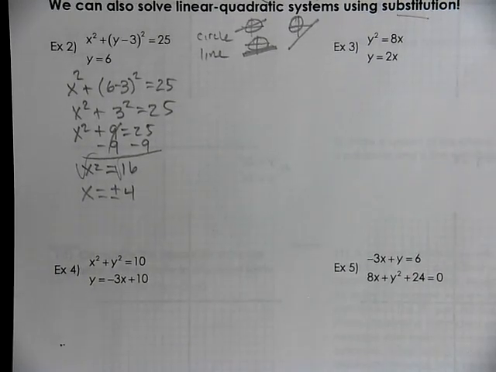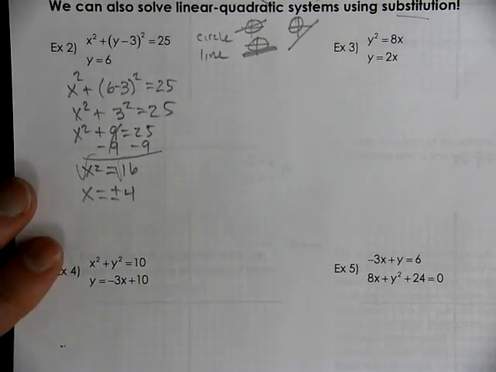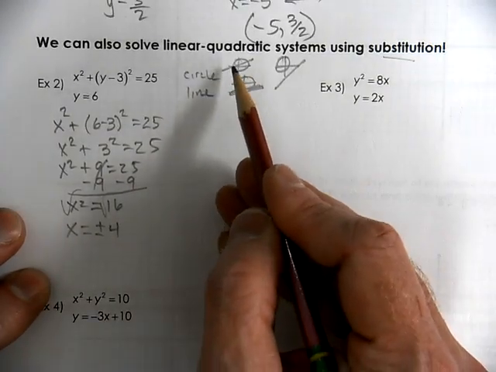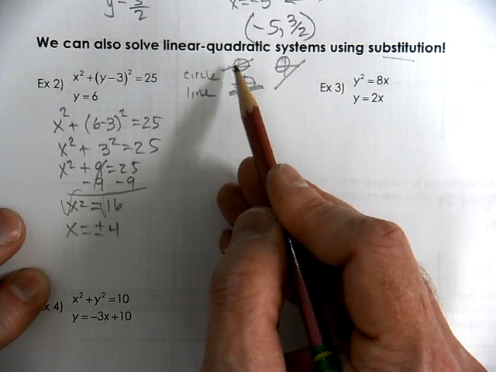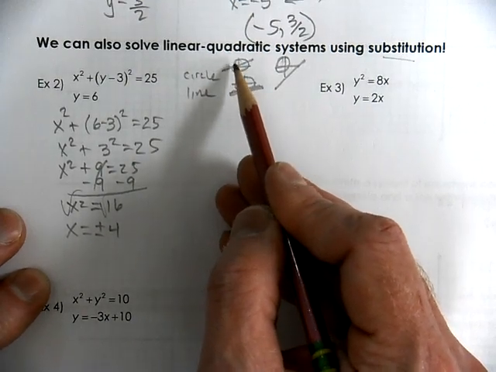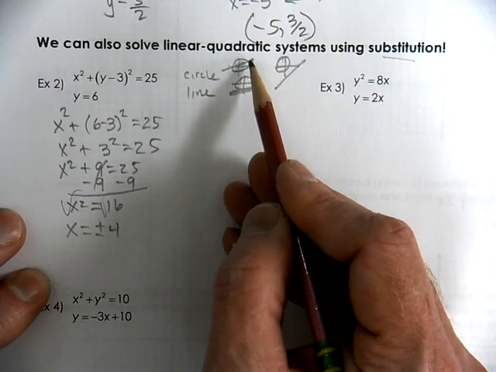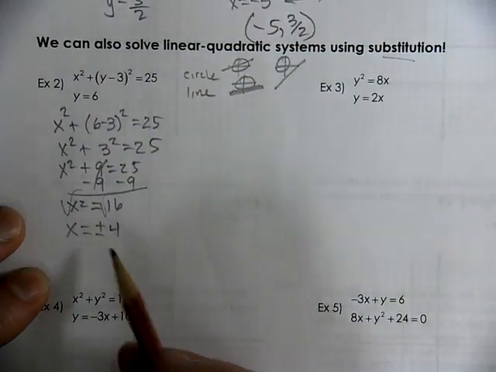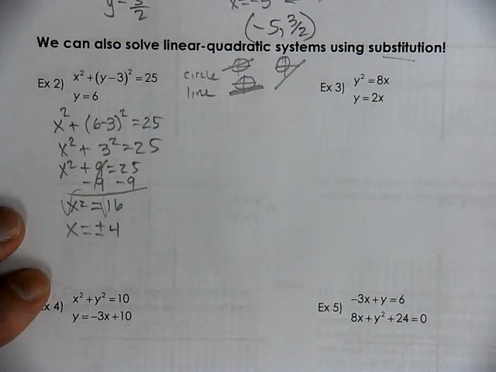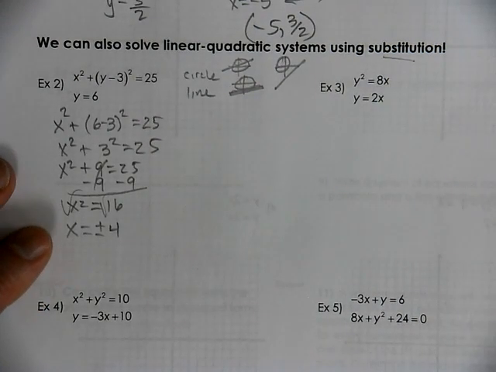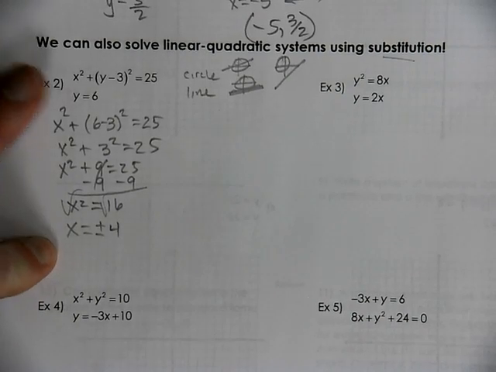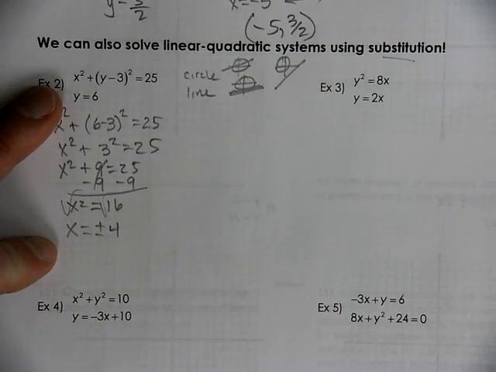Does that make sense? Could you have two different x's? Yeah, if you're going to have two different locations where the graph is crossing, you're going to have an x value over here, and you're going to have an x value over here. It could possibly be a positive 4 and a negative 4. So now what I'm going to do is take one of those and plug it back in.